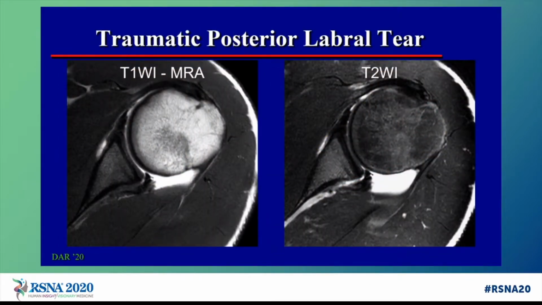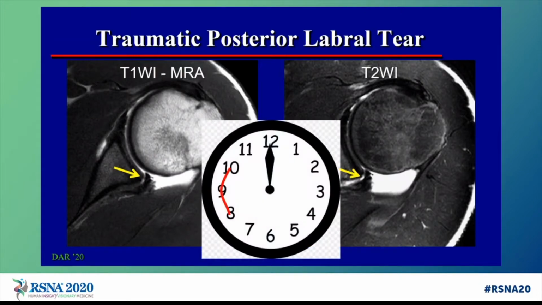Traumatic tears can occur just about anywhere. Posterior is common in a patient like this who's a football player, a blocking injury where his arm was pushed backward, and you can see it has the same characteristics as those anterior tears, detachment of the labrum, this time the posterior labrum, from the underlying bone. Here it is centered at the 9 o'clock position.